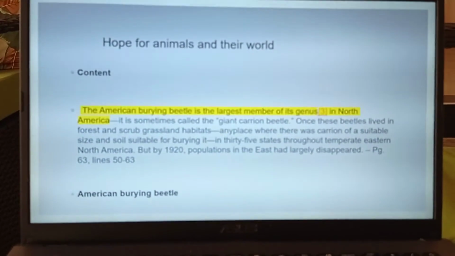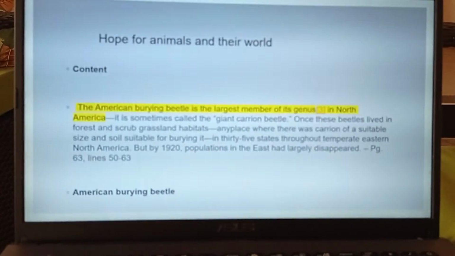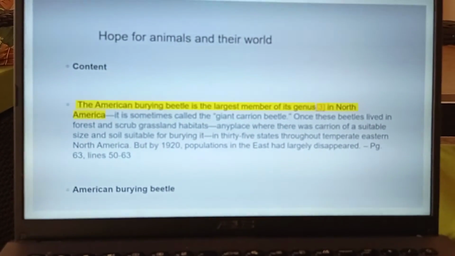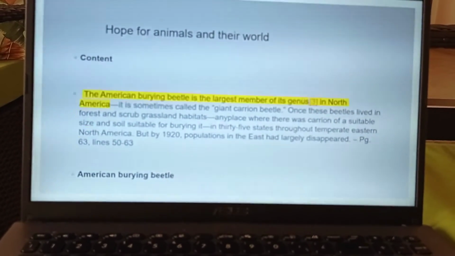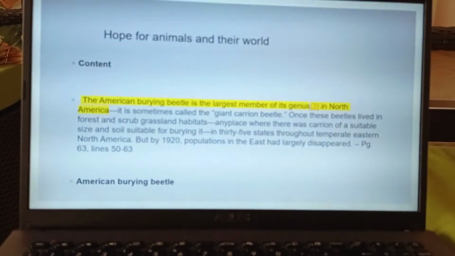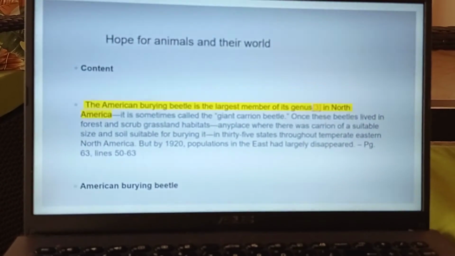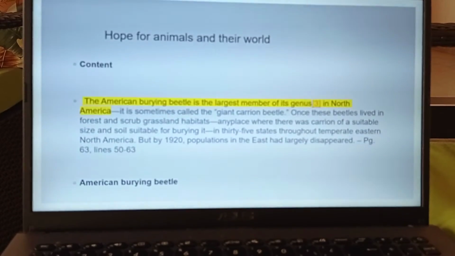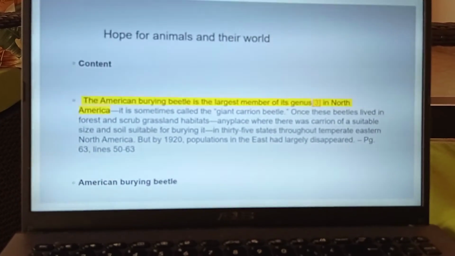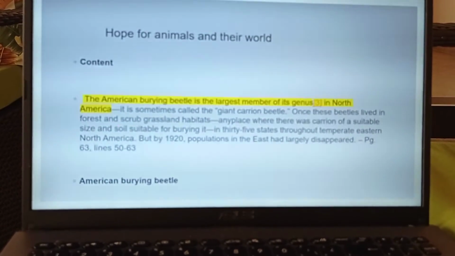The next element to analyze is the content, where a reference is found on page 65, lines 50 to 64. It says, "The American burying beetle is the largest member of its genus in North America. It is sometimes called the giant carrion beetle. Once these beetles lived in forest and scrub grassland habitats, any place where there was carrion of a suitable size and soil suitable for burying, in 35 states throughout temperate eastern North America, but by 1920, populations in the east had largely disappeared."